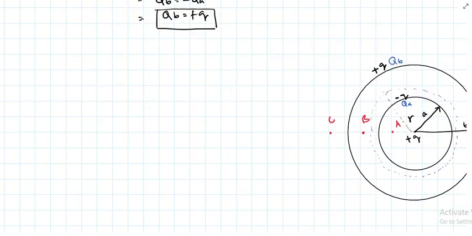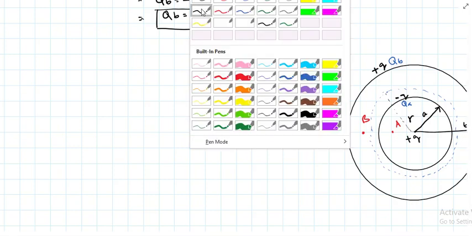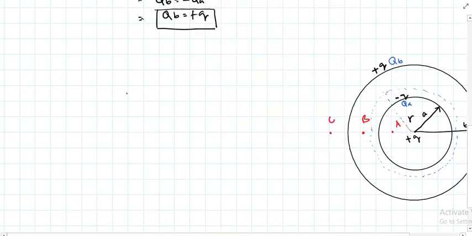Alright, to find out the second part of this portion, they are asking me to find out the electric potential at points A, B and C. To solve this one, we are going to use the idea that potential is a scalar, right?